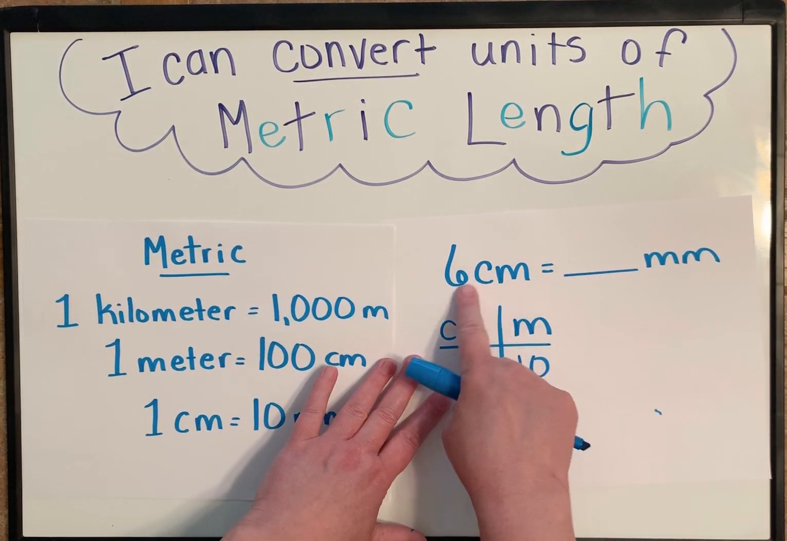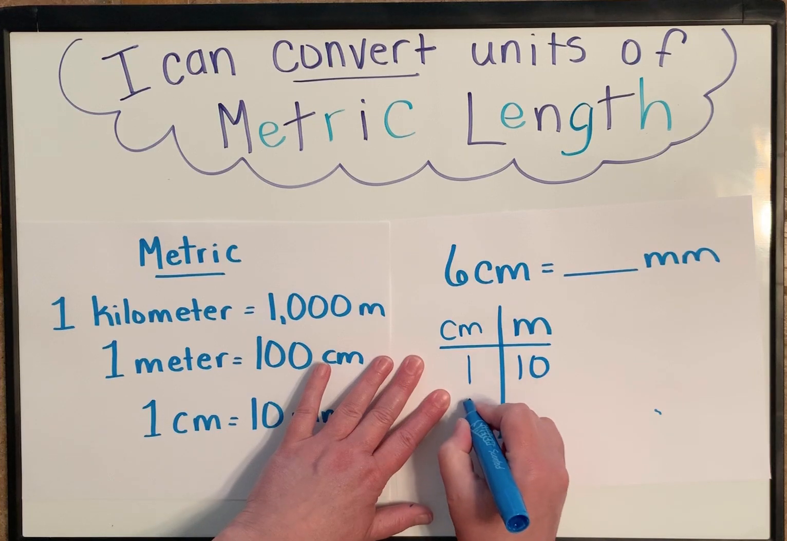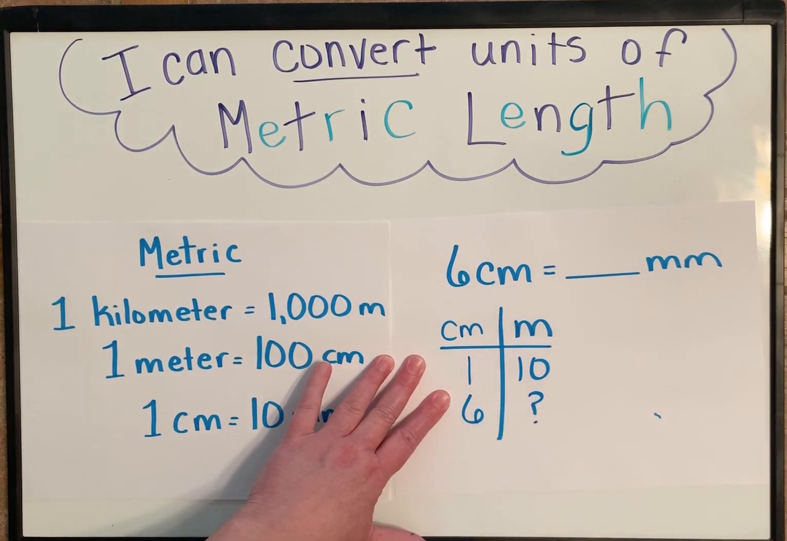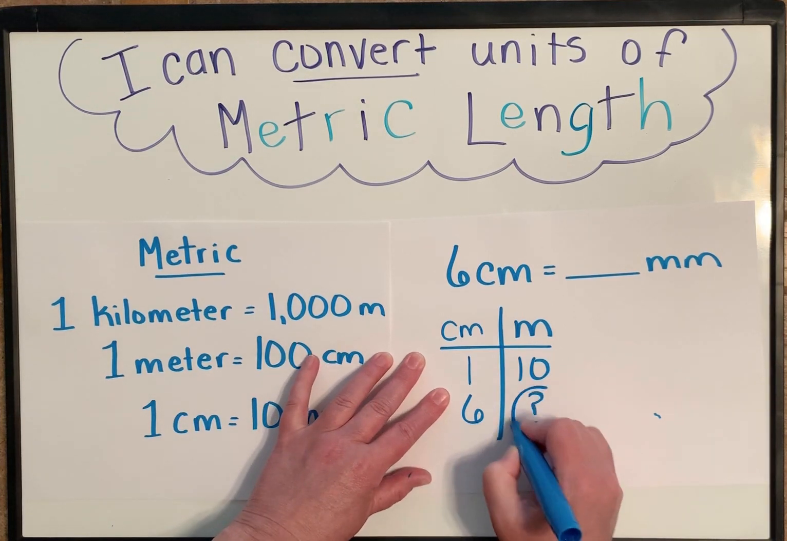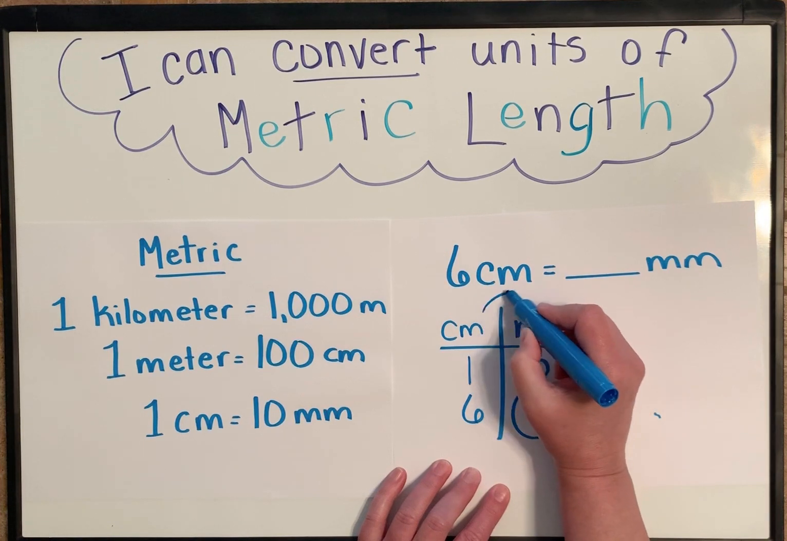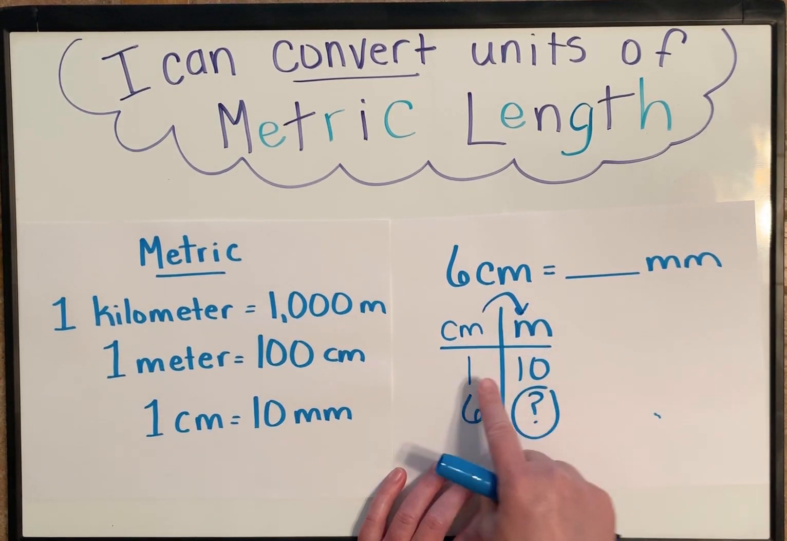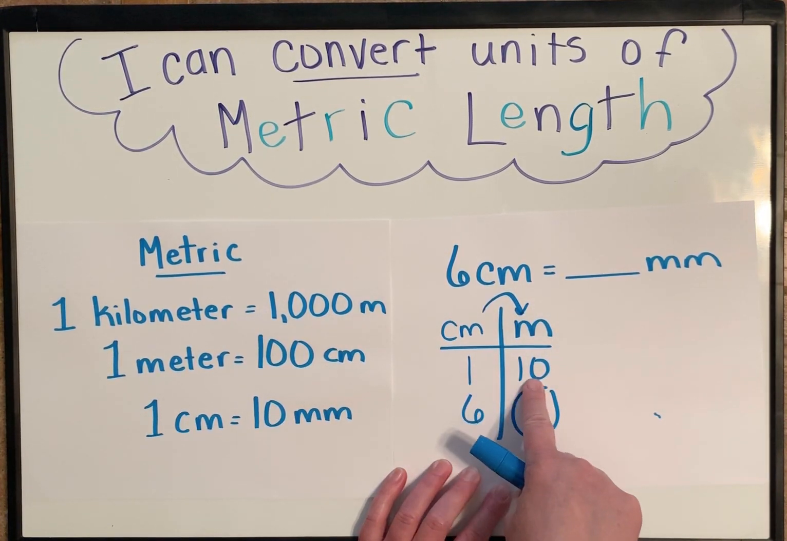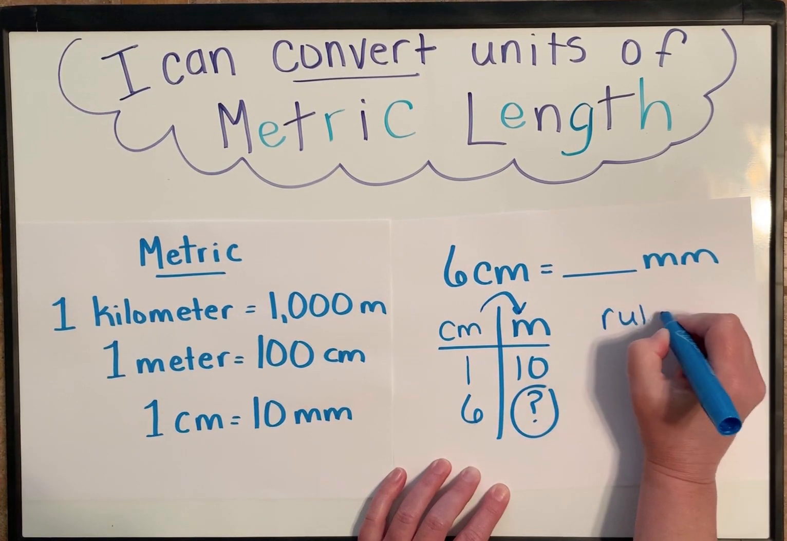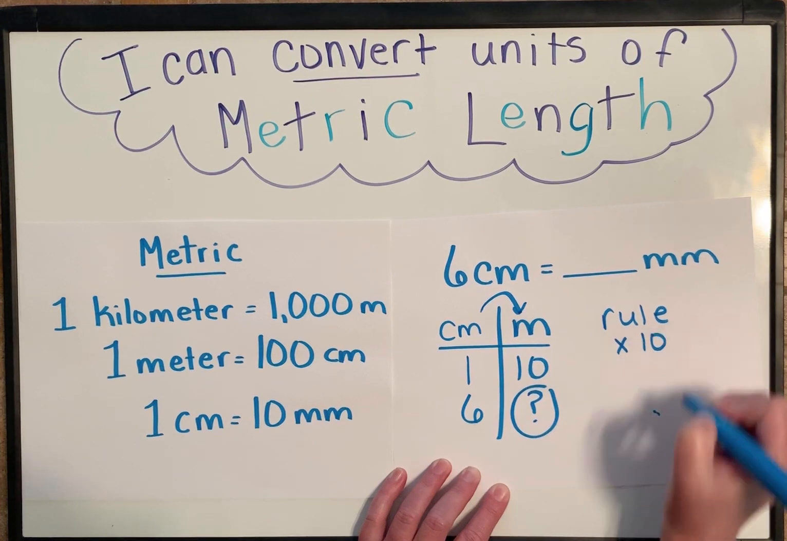6 centimeters, so my 6 goes into my centimeter column. Be careful, make sure that goes in the right place. And I'm trying to get to millimeters, okay? This is my unknown right there. So I know that I'm trying to go this direction. So I need to look at my rule. How do I get from a 1 to a 10? That number went up. So my rule is multiply by 10.